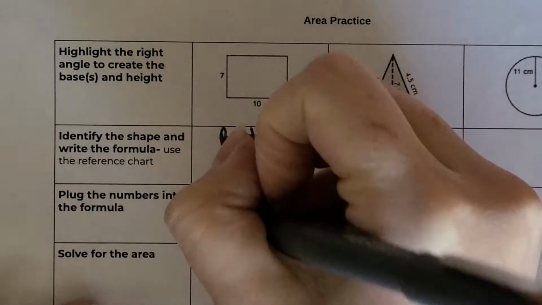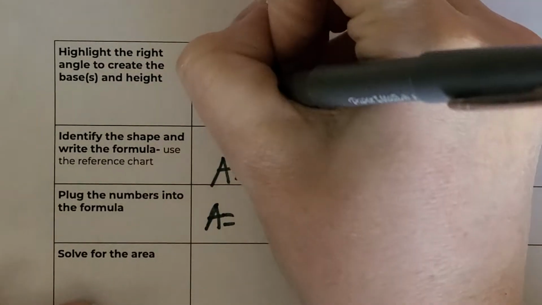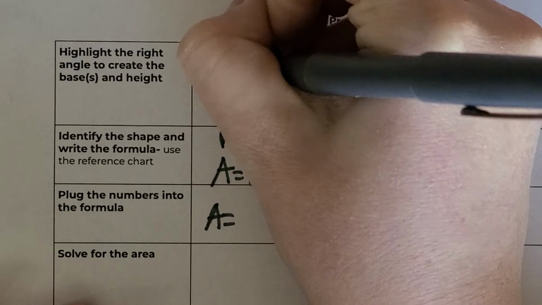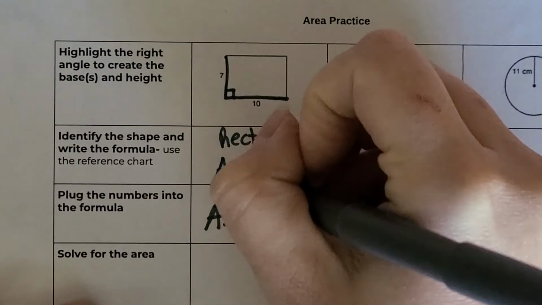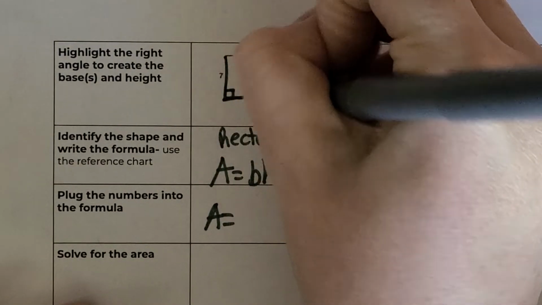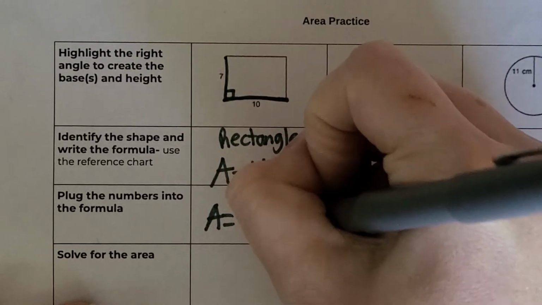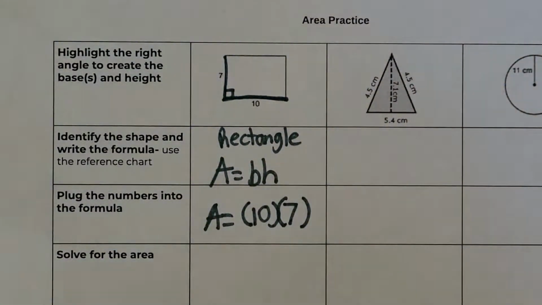All right, you should have gotten area equals. You can pick any of these right angles. The sides that come off of it, we have a 7 and a 10. Okay, so I'm going to use my 10 for my base and 7 for my vertical height. Okay, it always depends on which way you turn the shape.